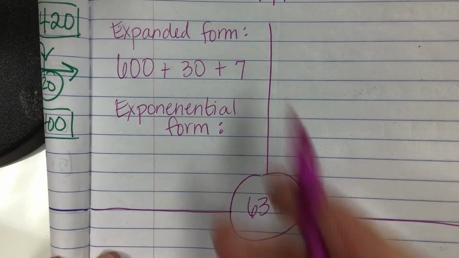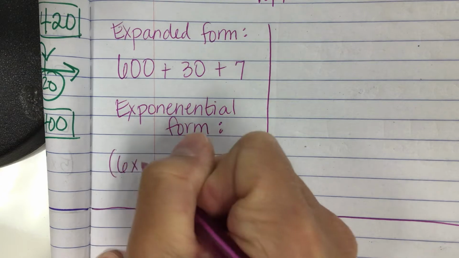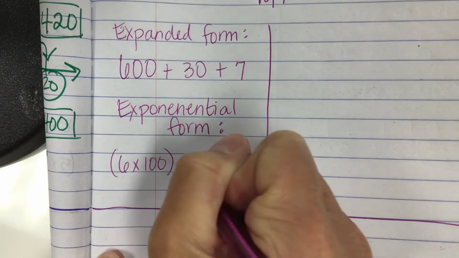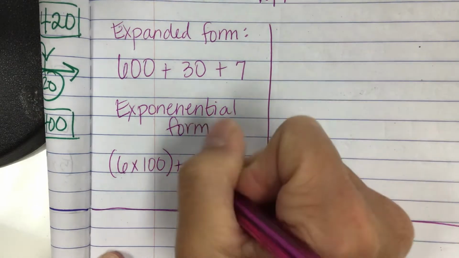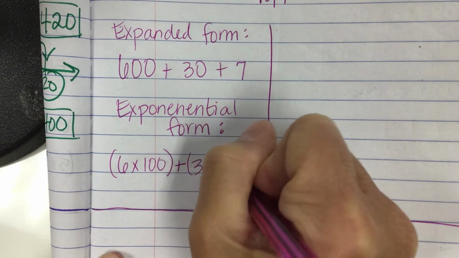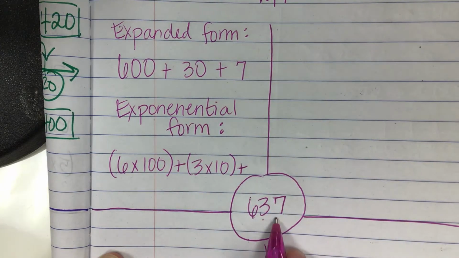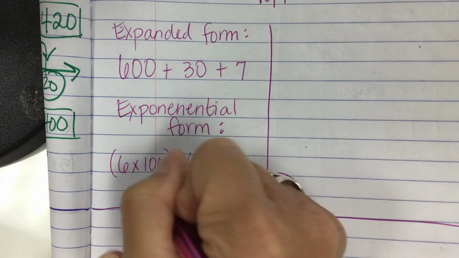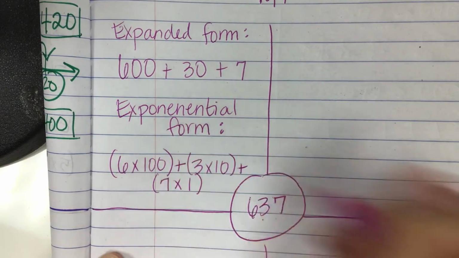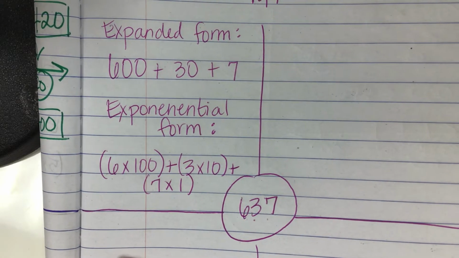So I have 6 hundreds, so that's 6 times 100. I have 3 tens, so that's 3 times 10. I have 7 ones, so it's 7 times 1. There's your exponential form.